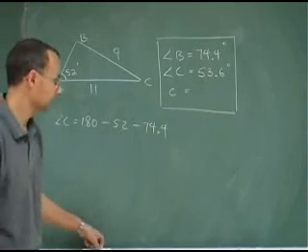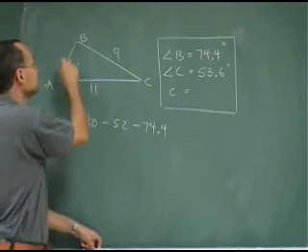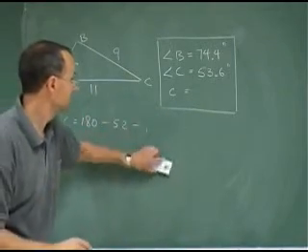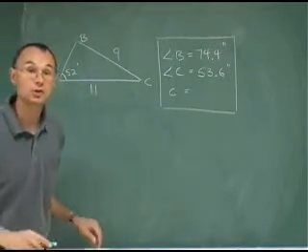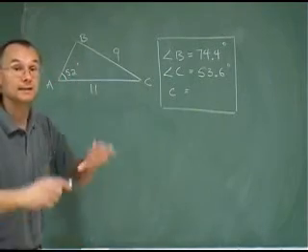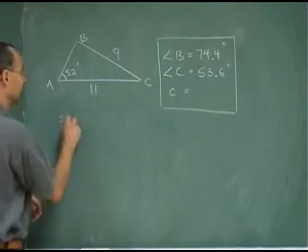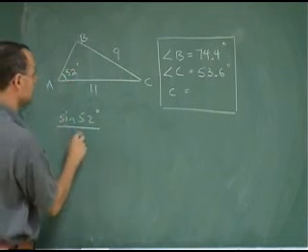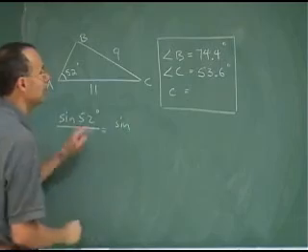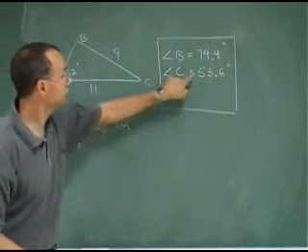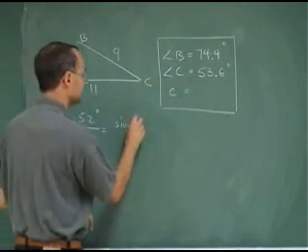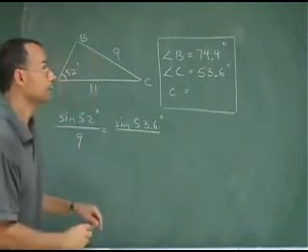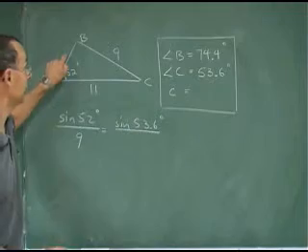Not much there. To get the remaining side, side C, I'm going to go back to the law of sines. And I'm going to use the same ratio with angle A and side A that I started with. So I'm going to set that up. Sine of 52 degrees over 9 equals the sine of angle C, and angle C is 53.6 degrees over my unknown, which is side C.